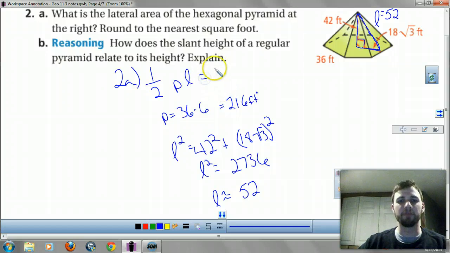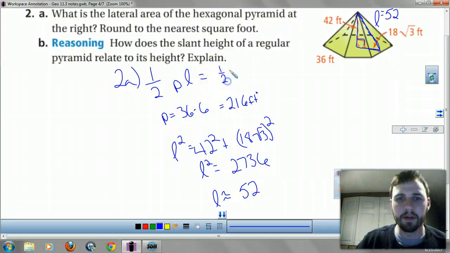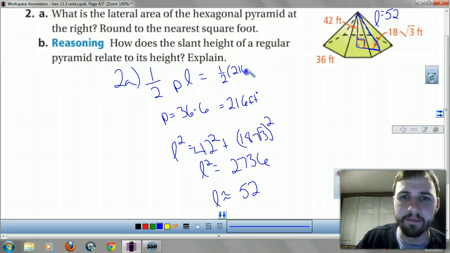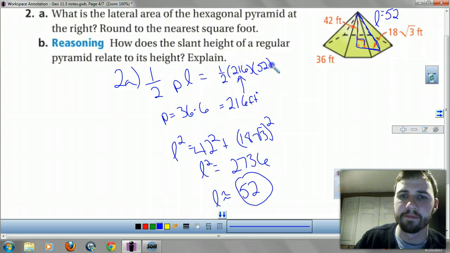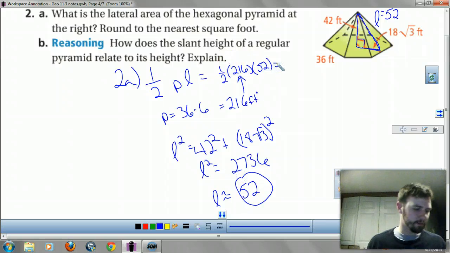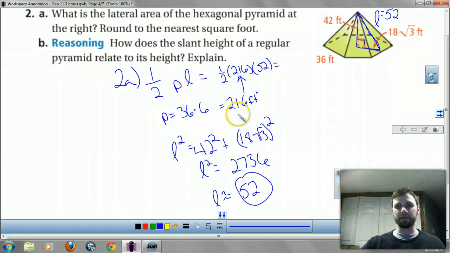So now 1/2 perimeter times L is 1/2. My perimeter is 216. And my slant height was 52. So that is 5616 feet squared. Okay?